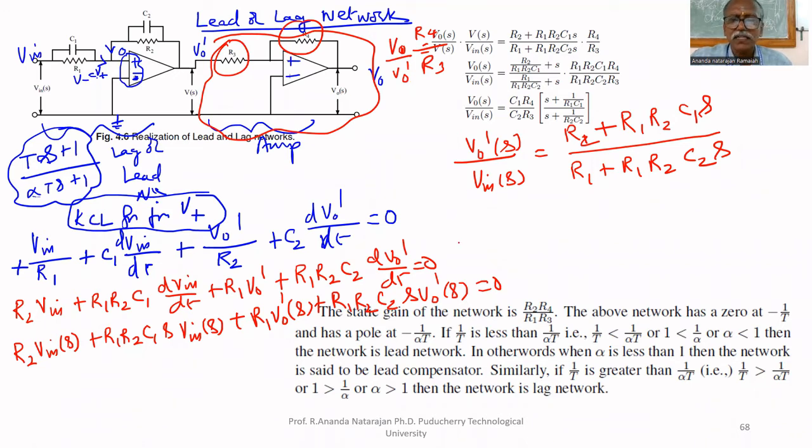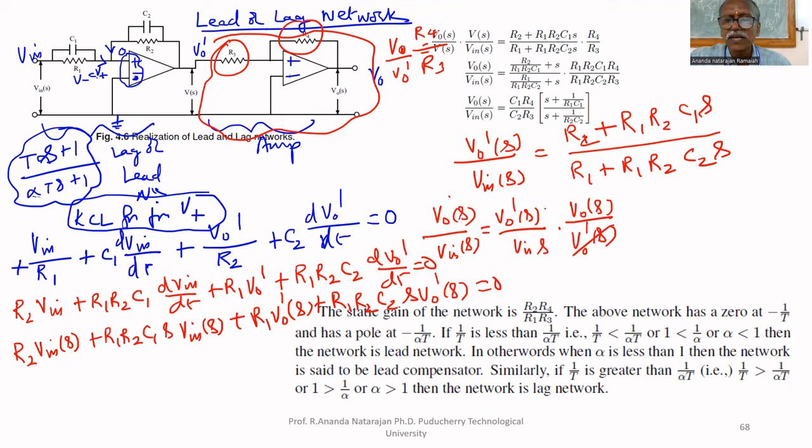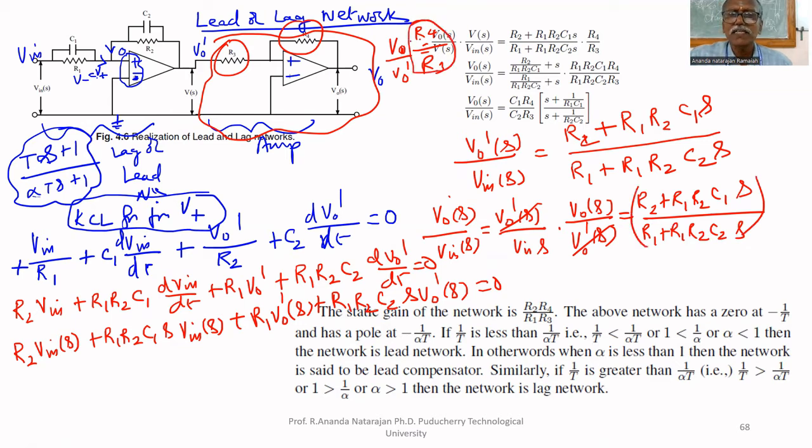Therefore, we can combine these two cascaded. That's why we can say V0 of S by V in of S equals V0 dash of S by V in of S multiplied by V0 of S divided by V0 dash of S. These two get cancelled. That is equal to this; we have to include R2 plus R1 R2 C1 S upon R1 plus R1 R2 C2 S multiplied by this. This is minus. Non-inverting terminal is grounded, that's why here you will get a minus. Here also you will get a minus. Therefore, both minus signs get cancelled: R4 divided by R3.